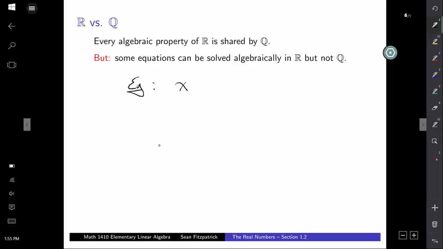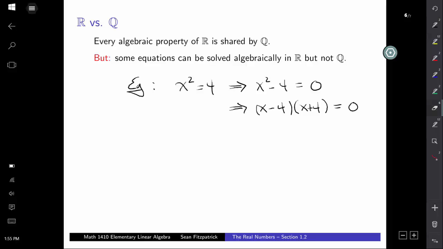If I give you, say, x squared equals 4, well, that's an equation I can solve in either number system, right? I'd say, well, x squared equals 4, that implies that x squared minus 4 equals 0. Using the distributive property in reverse, I can factor (x plus 4) times (x minus 4) equals 0, and then I would solve, right? Oh, you probably noticed that I messed up. Those shouldn't be 4s, should they? They should be 2s.